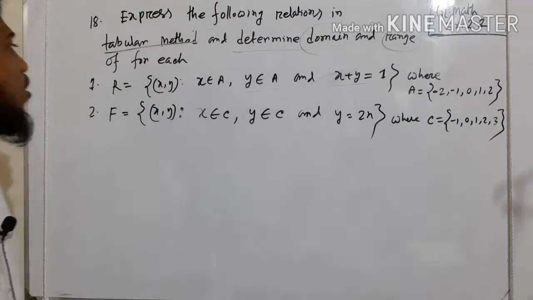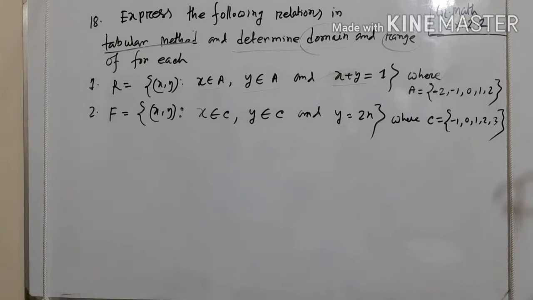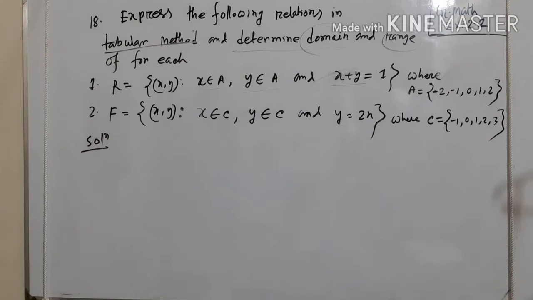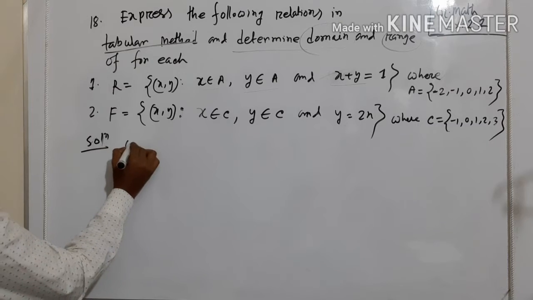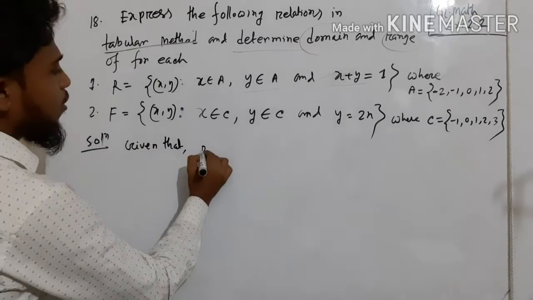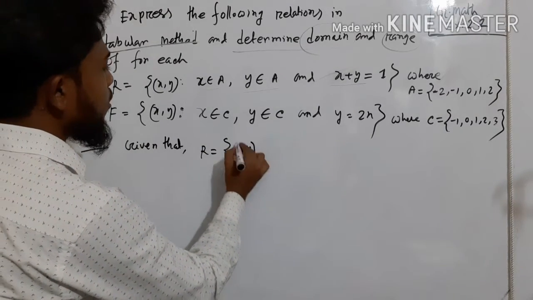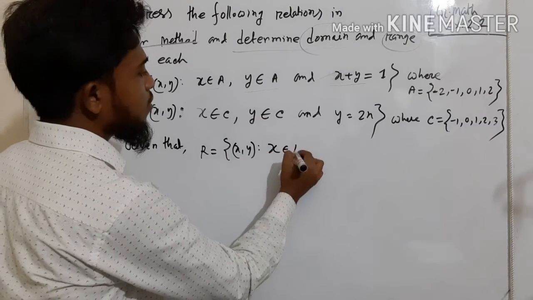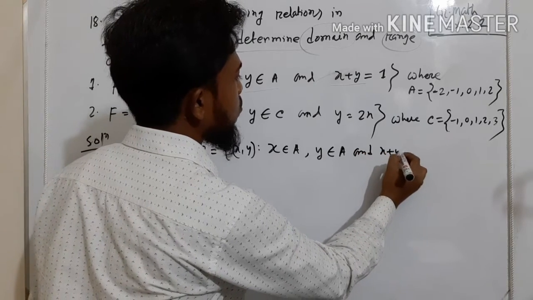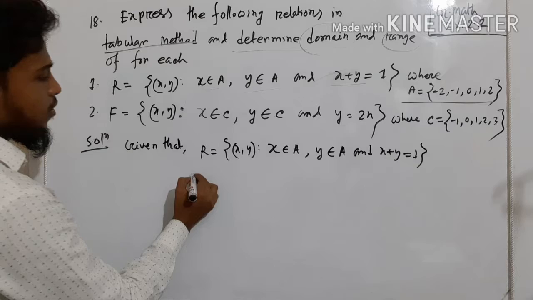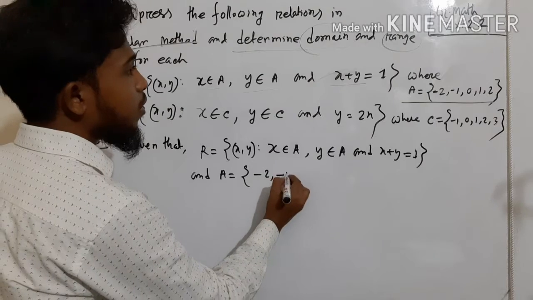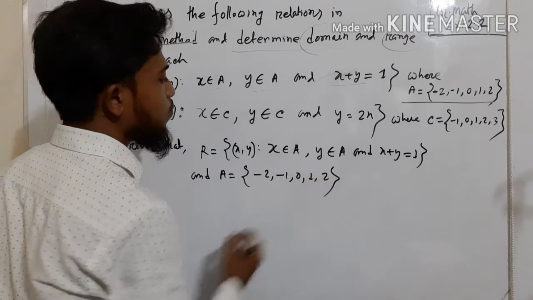Now I will solve problem 1. Look, given that this relation R equal to {(x, y) such that x is in A, y is in A, and x plus y equal to 1}, and A equal to {-2, -1, 0, 1, 2}.